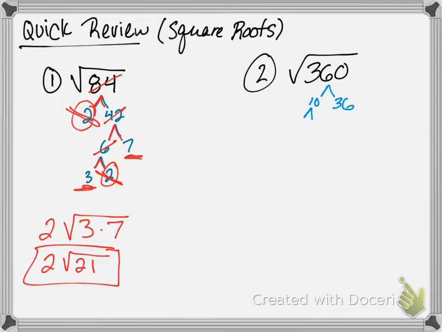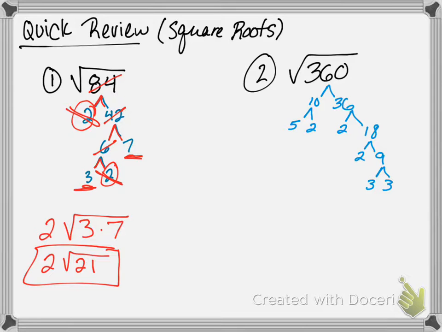So now I have 10. I can divide that by 5 and 2. 36, let's see, I could do 2 and 18. And then I know 18 is 2 times 9. 9 is 3 times 3. So if I look at the ends of the tree, I got 5, 2, 2, 2, 3, 3. All of those are prime numbers. So that means I am done creating the factor tree.